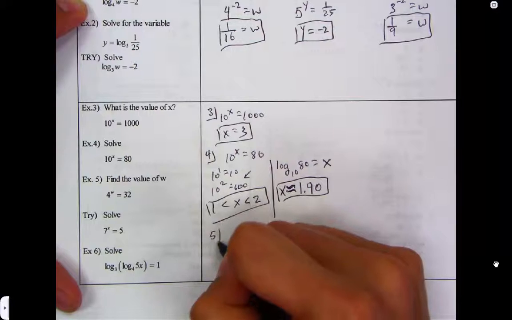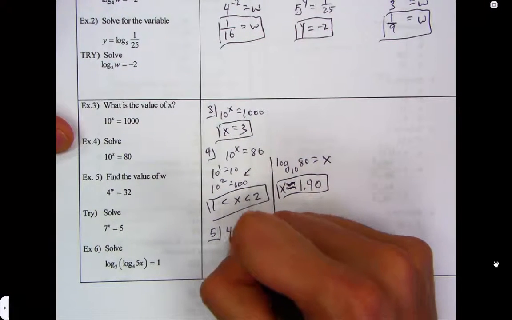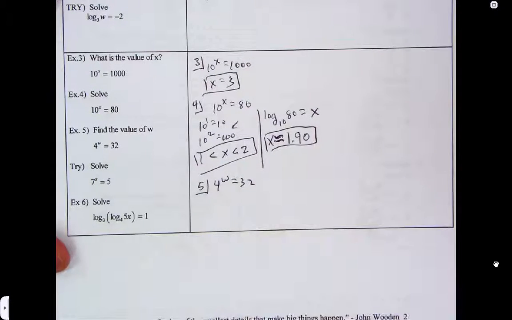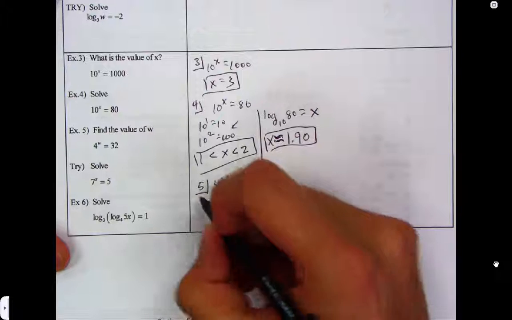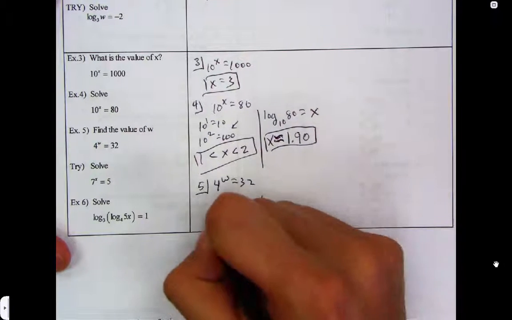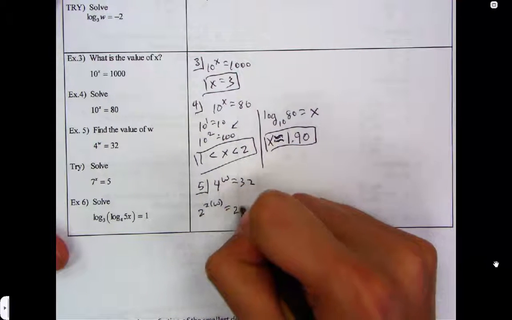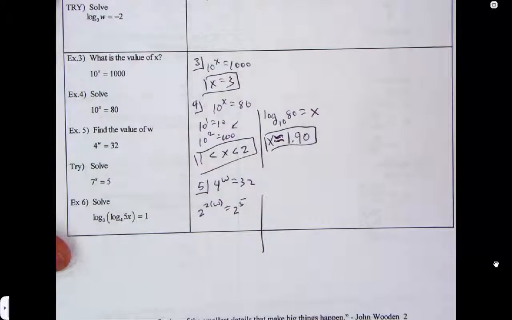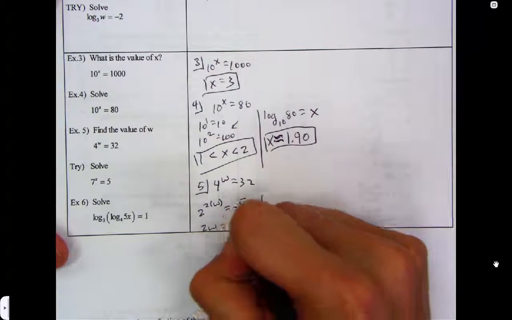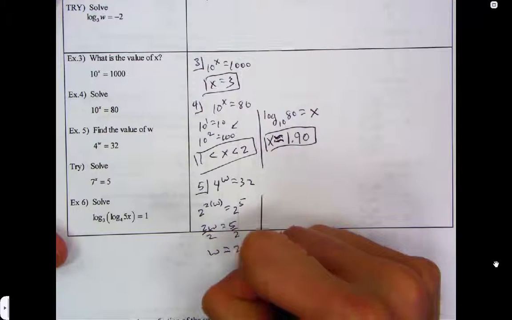Example number 5. 4 to the w is equal to 32. 4 and 32 you can rewrite as the same base, 2. So 2 squared will give you 4, and 2 to the 5th will give you 32. The bases cancel out. You got 2w equals 5, divided by 2, w is equal to 2.5.